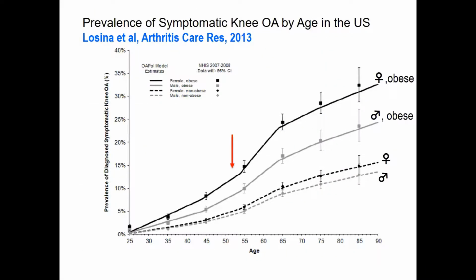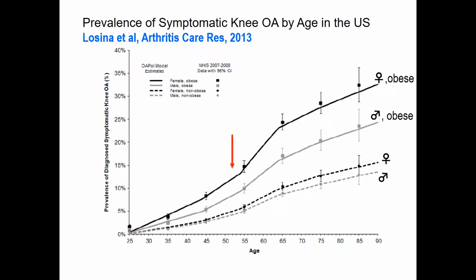Then the effects of age on osteoarthritis interact with some of the other risk factors. So this is a nice study from Elena Lucena. This is the prevalence of symptomatic knee osteoarthritis and age. And you can see this black line are women who are obese. So you can see how their prevalence goes up with age relative to obese men and then non-obese men and women. So all the groups, they have an increased prevalence with age, but then the additional risk factor of obesity multiplies that. So you can see that's the group that's at highest risk.